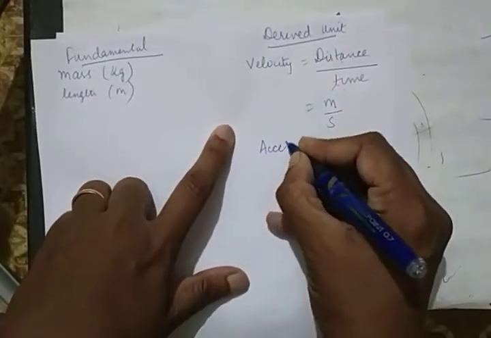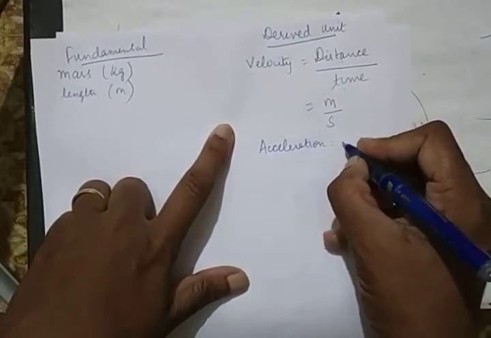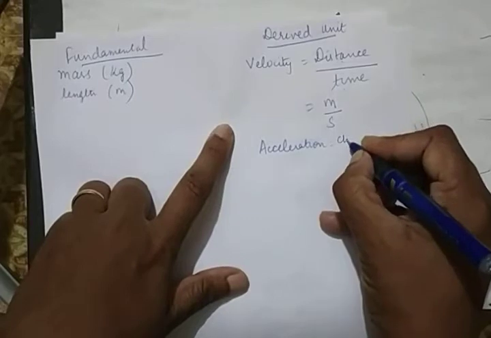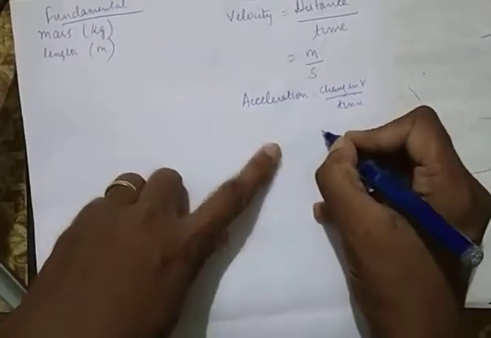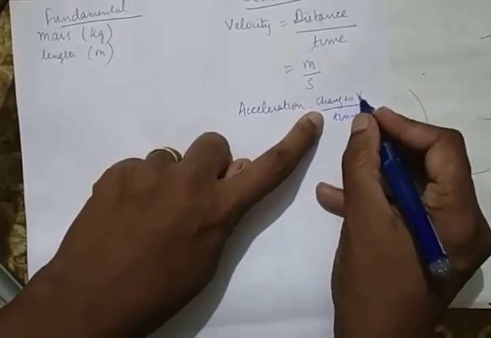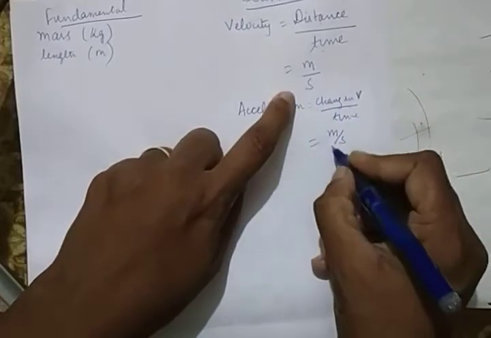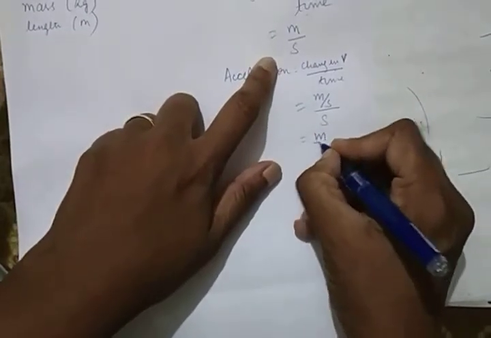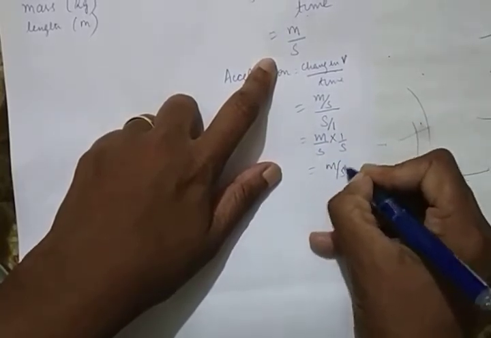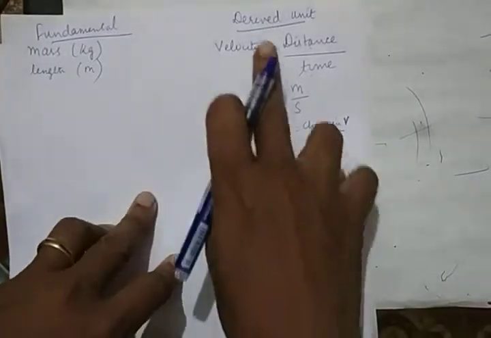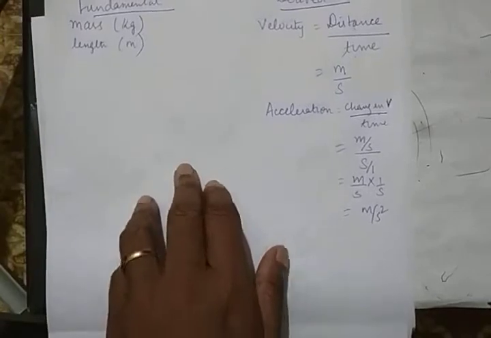Same way, acceleration. We did acceleration in the previous chapter. So acceleration will be change in velocity upon time. Change in velocity means velocity's unit, just now we derived it as meter per second, and time is second. So meter per second into 1 by s, that is meter per second square. So this is how you get the units for these terms. These are called derived units.